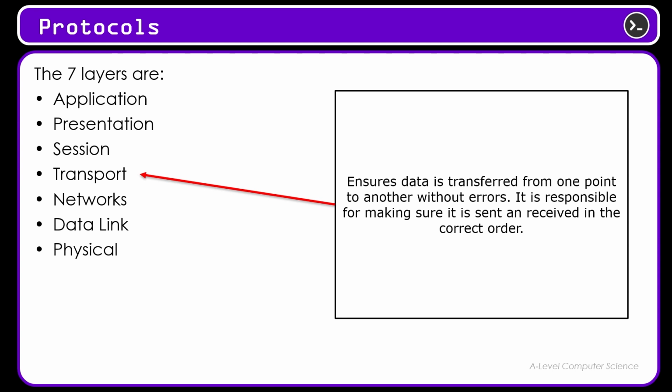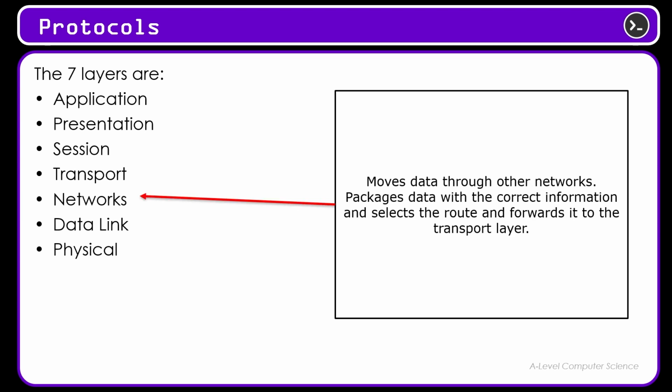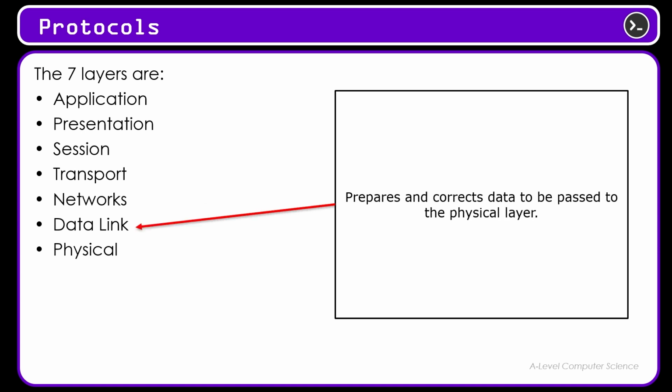The transport layer ensures that data is transferred from one point to another without any errors, and it's responsible for making sure it's sent and received in the correct order. The network layer moves data through the networks. It packages data with the correct information, selects the route, and forwards it to the transport layer. The data link layer prepares and corrects data to be passed to the physical layer.